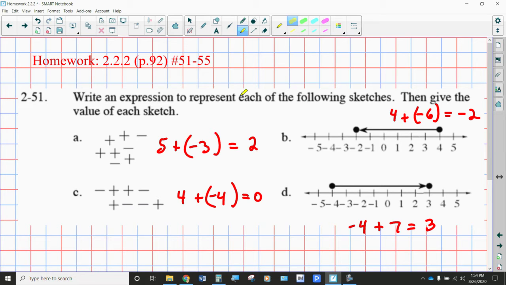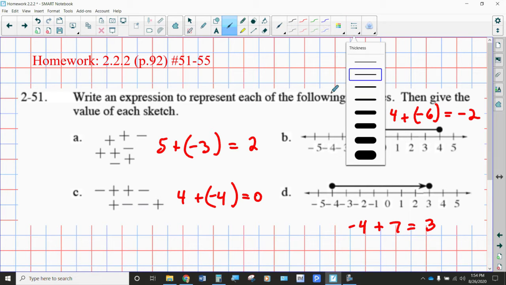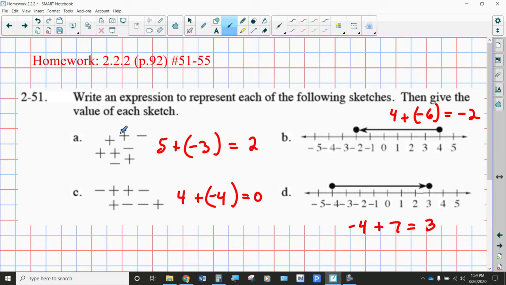So write an expression to represent each of the following sketches, then give the value of each sketch. Okay, so this is where we're using our integer tiles, and every time you got a positive and a negative together, they are going to cancel each other out and form a 0 pair. So how many zeros do we have here? We have 1, 2, 3 zeros, leaving us with only 2 positives. So the answer to 5 plus -3 is +2.